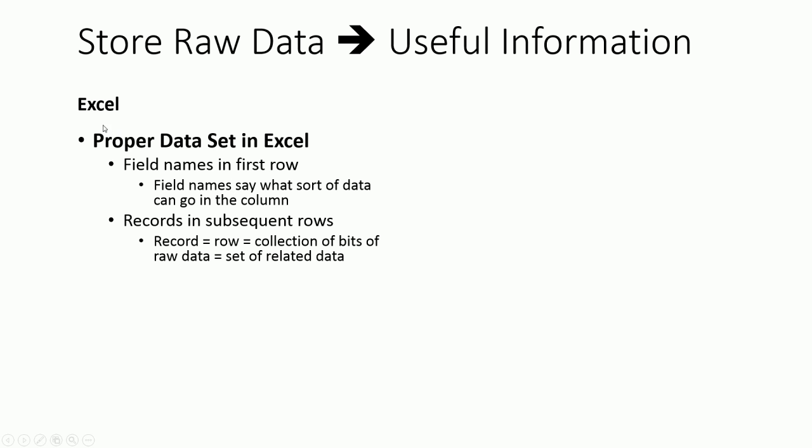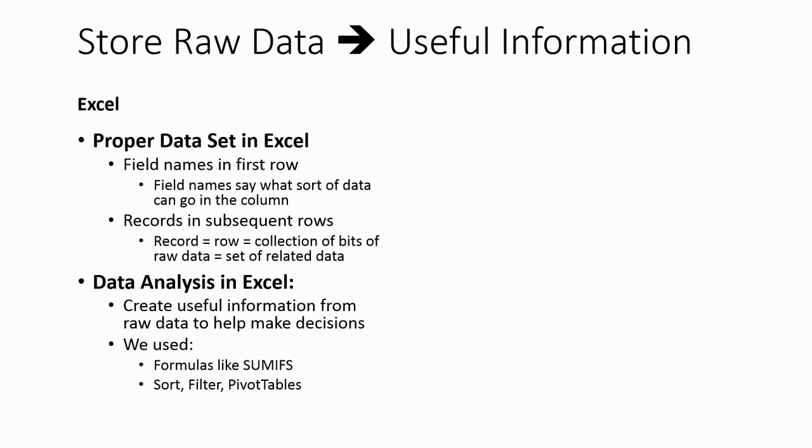Hey, storing raw data to useful information, we actually want to go back and look at a file here in just a moment. We want to remind ourselves about what we did in Excel. We always talked about a proper data set in Excel. Remember, field names at the top and records in subsequent rows. Well, it's going to be the exact same in Access in our database. We're going to have field names and then records and rows. And remember, field names are important because a field name says what sort of data gets to go in the column, whether it's a date or a name or an ID.